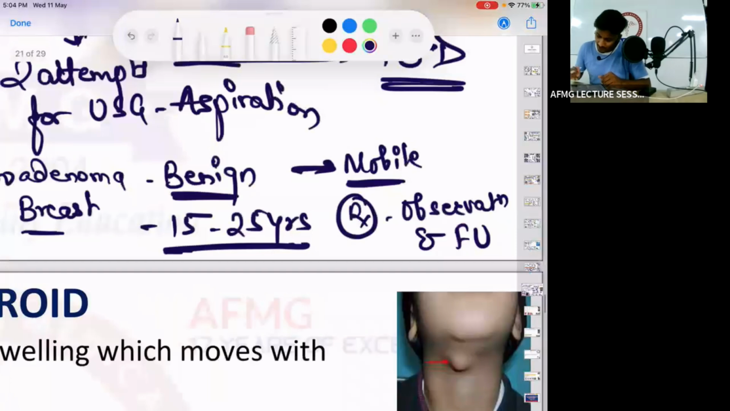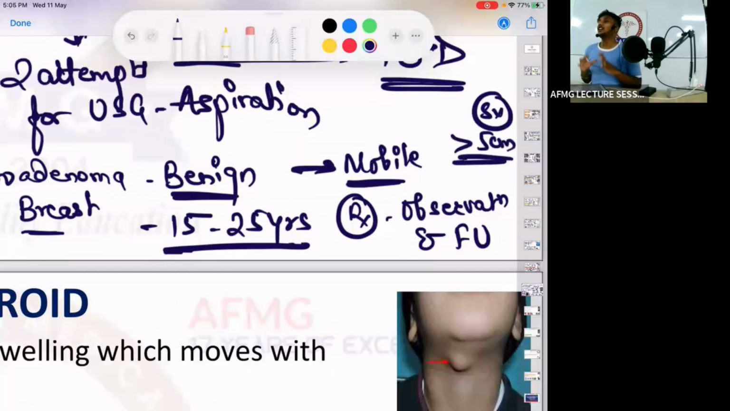When is fibroadenoma actually treated surgically? If fibroadenoma is rapidly growing in size, first thing. If the fibroadenoma size is more than 5 centimeters, it is called a giant fibroadenoma. A question that came. No issues with this. Apart from that, if there is pain in the patient or for cosmetic purposes.